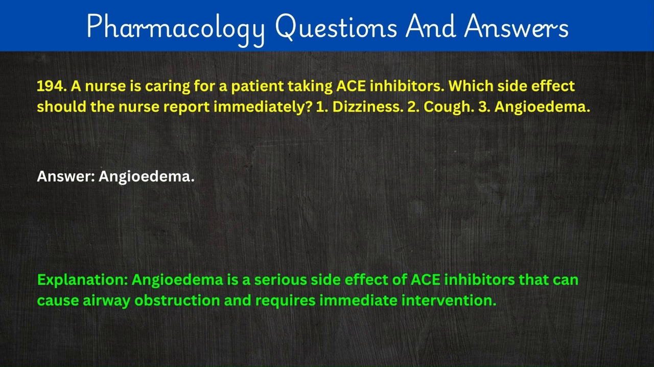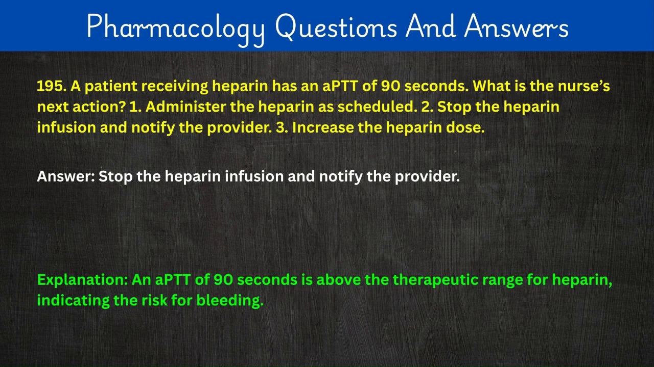194. A nurse is caring for a patient taking ACE inhibitors. Which side effect should the nurse report immediately? 1. Dizziness. 2. Cough. 3. Angioedema. Answer: angioedema. Explanation: angioedema is a serious side effect of ACE inhibitors that can cause airway obstruction and requires immediate intervention.